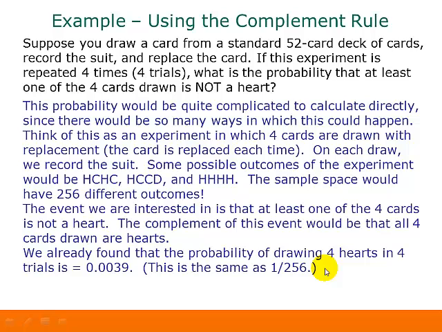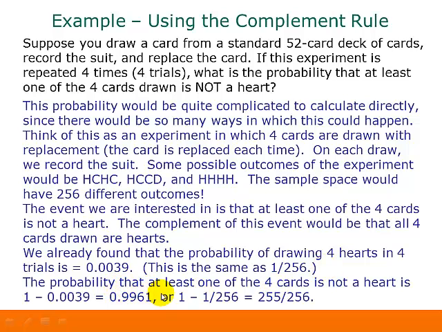So the probability that at least one of the 4 cards is not a heart is 1 minus 0.0039, or 0.9961. Or if we use fractions, we would say 1 minus 1 over 256, which would give us 255 over 256. And this probability was much easier to calculate this way than if we tried to think about all the different ways that we could get at least one card that wasn't a heart.